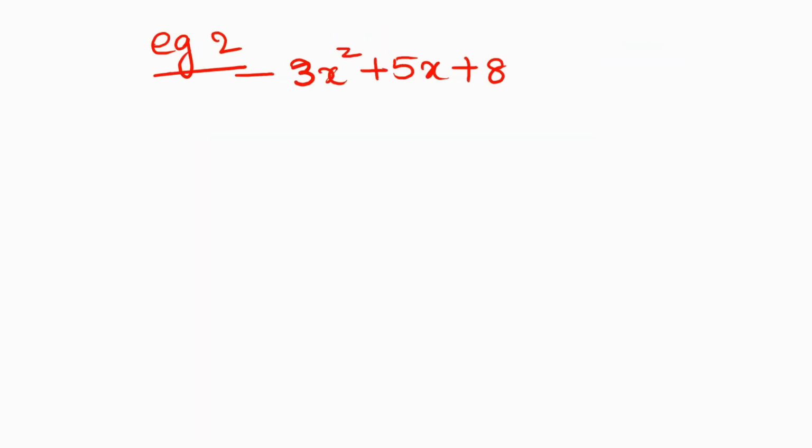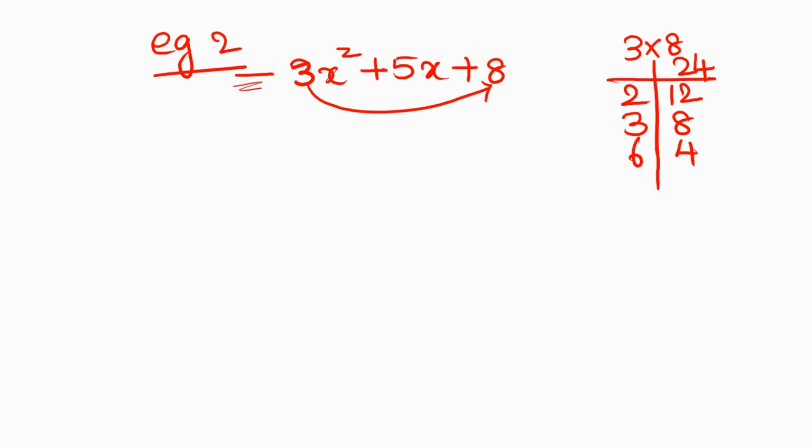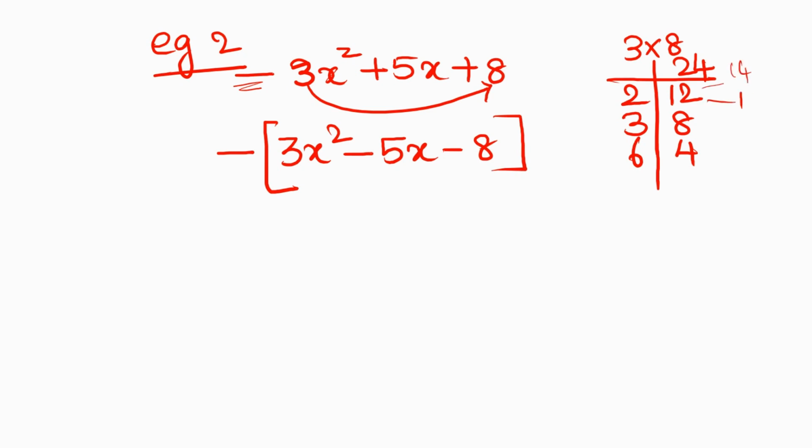Consider the next example, minus 3x square plus 5x plus 8. Since I have a negative sign in the first term, I can take it outside and change the signs in the other terms also. 3x square will become plus 3x square, plus 5x will become minus 5x, and plus 8 will become minus 8. Now 3 into 8 is 24. Now I can write 24 as 2 into 12, 3 into 8 or 6 into 4. If I subtract the 3 and 8, I will get 5. 5 is my middle term.